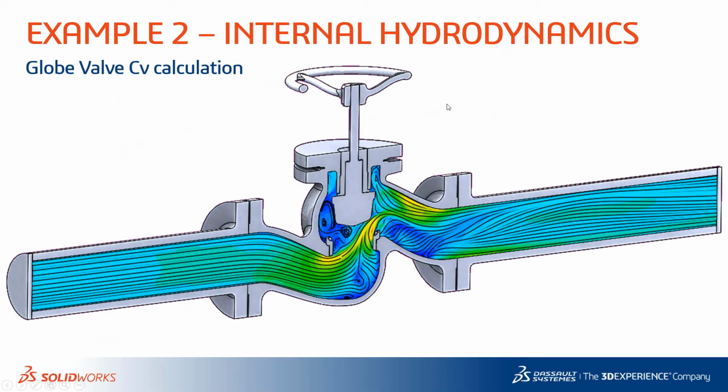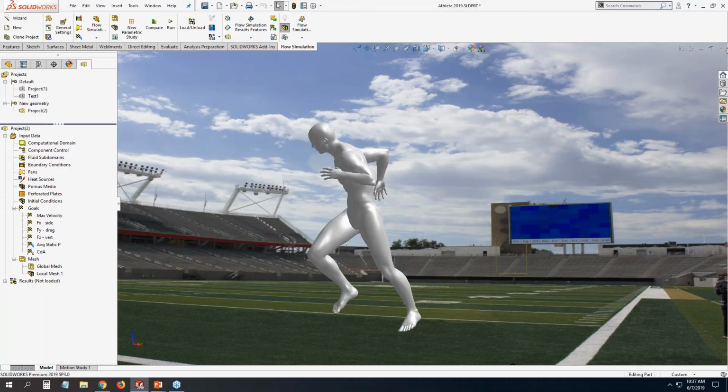So the next study we're going to look at is doing a CV calculation on a globe valve. So this is an internal flow type, and we're going to see how we can utilize flow simulation to solve this real-world type of problem.